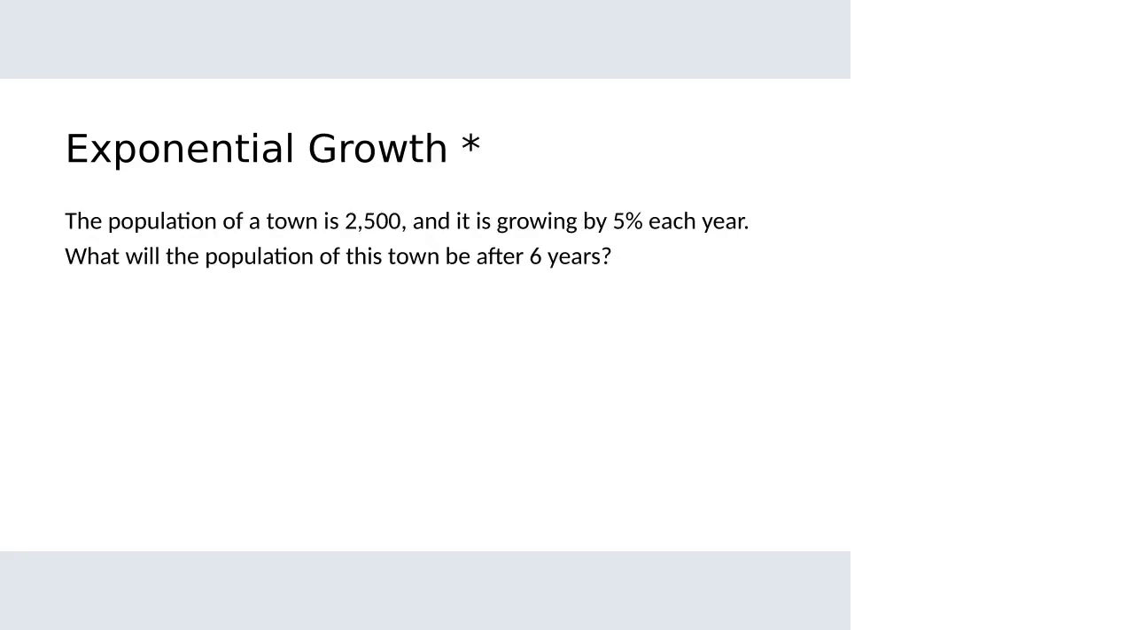All right, you try one. The population of a town is 2,500. It's growing by 5% each year. What will the population of this town be after 6 years? So we're using the ideas that we saw in Debbie's salary increase to get our growth rate. That's going to be our multiplier. We have our starting population, we have our multiplier, and we know how many years it is. So that's going to be our exponent. I'm going to go ahead and set up the poll for this and we'll try it.